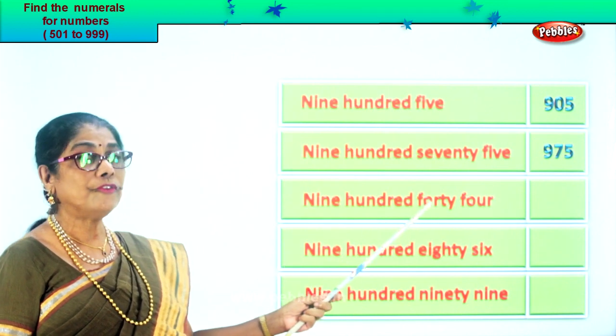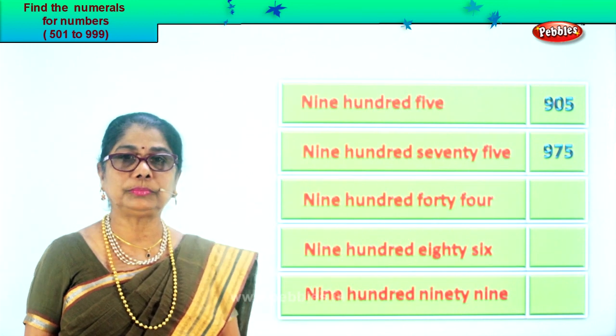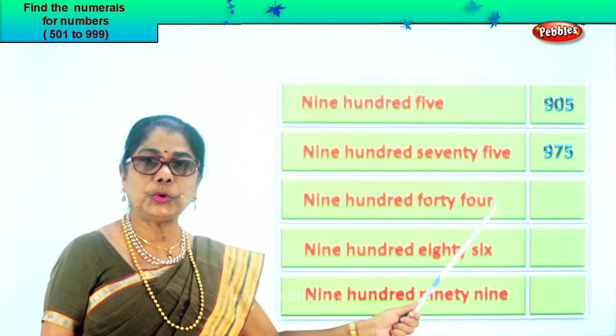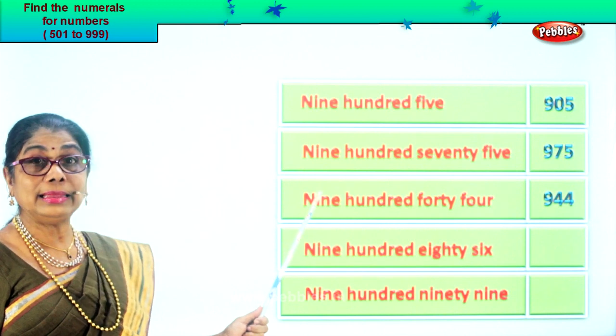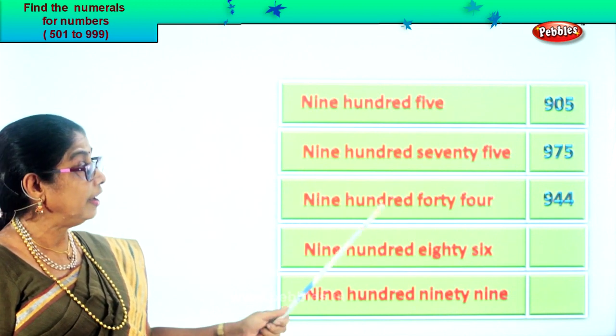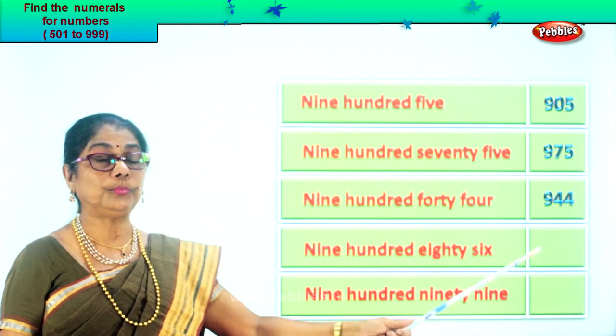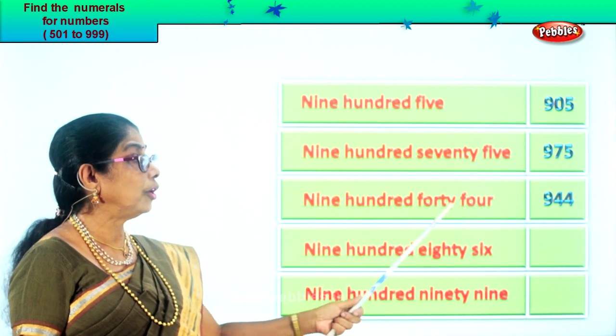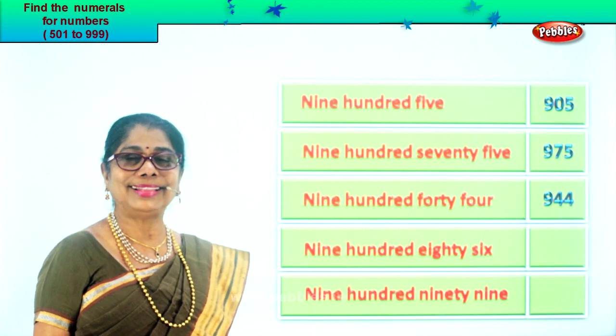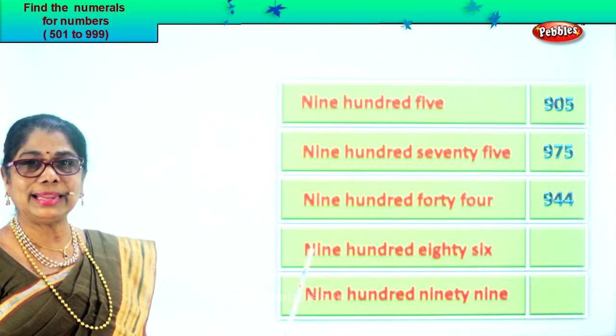944. 44 means 4 in the ones place, 4 in the tens place, and 9 in the hundred place. 9, 4, 4. 944. Good. Let's read the next one.